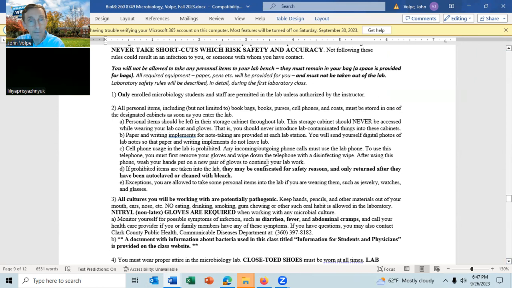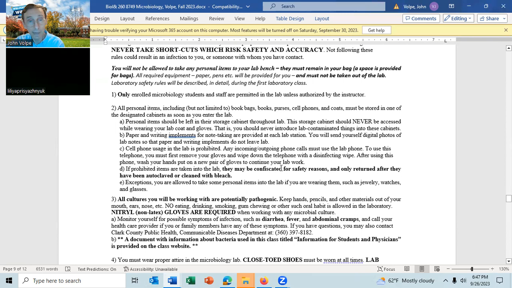Paper and writing implements will be provided for you at your lab station. If you want to take notes, you can take a digital photo. Take the, what do they call that, an iPad, and take the photograph, email it to yourself, and that way you won't get anything from the notes or a picture or something you photographed.